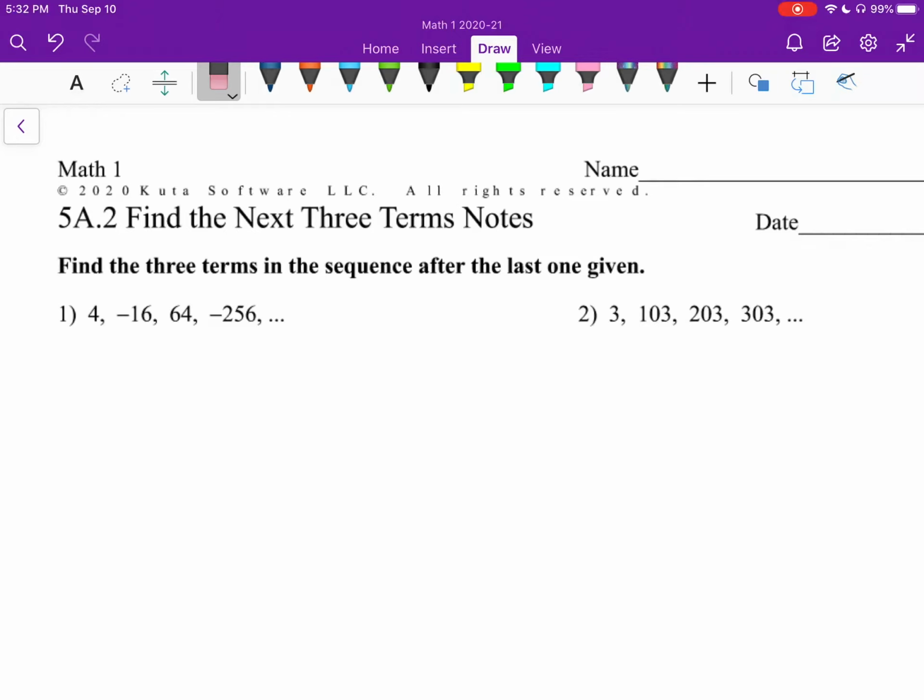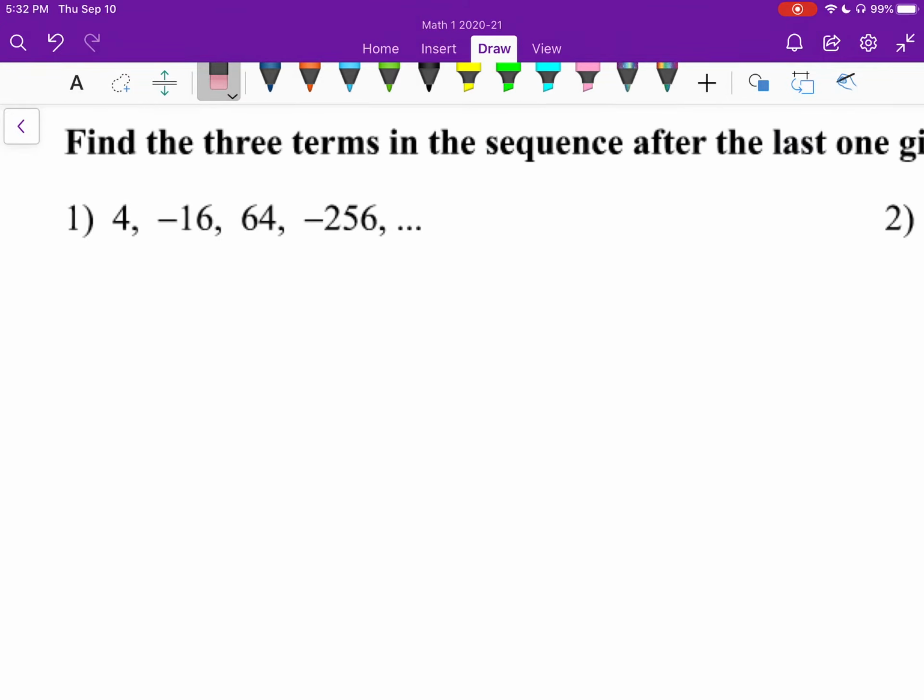All right, Math 1, Unit 5A, Section 2, finding the next three terms. Number 1, we want to start off by deciding how we could get from the first term to the second term. A good way to do that, even before then, is to look at all four terms and see if you see anything interesting.